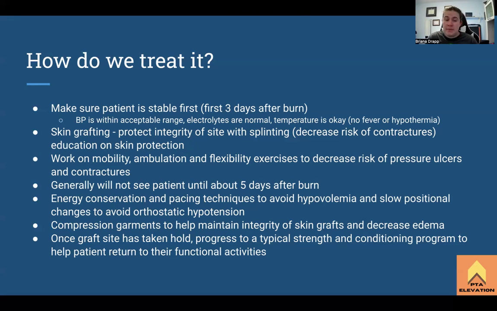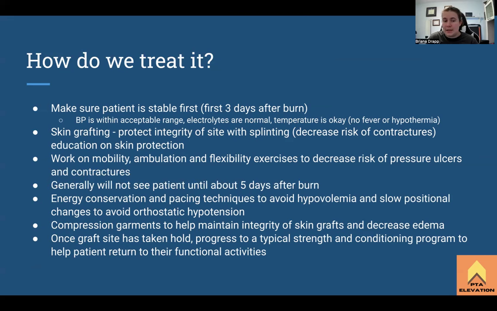So keep them moving. Generally, we're not seeing the patient until they're stable, like 5 days after their burn, because the PT's got to eval them first and everything. So we're not seeing them for a little bit. But energy conservation techniques, pacing techniques, because they're struggling with that, like hypothermia sometimes. Slow positional changes because of the hypovolemia, very, very common for this patient to get orthostatic or postural hypotension. So just take that one step at a time.